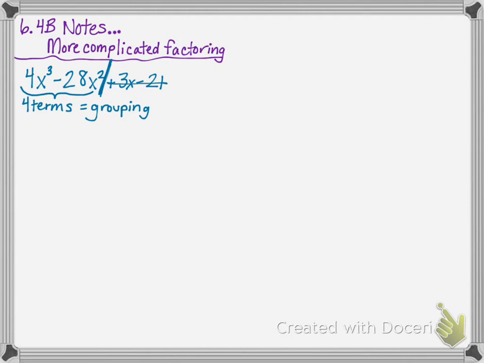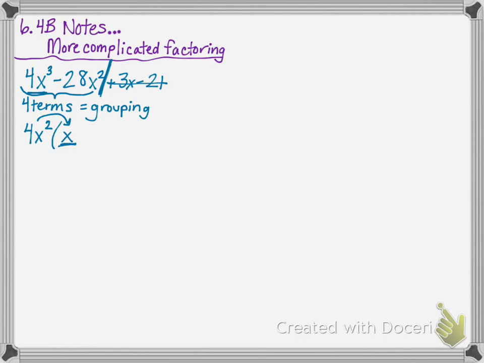So what does 4x to the third and negative 28x squared have in common? Well, I can take out a 4 because they're both divisible by 4. I can also take out an x squared. Now if I take a 4x squared out, what is left? In other words, if I were to distribute this, what has to be here if I'm going to multiply to get 4x to the third? Well, 4x squared times x would give me 4x to the third. So that's my starting place.